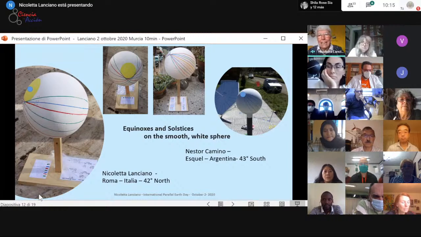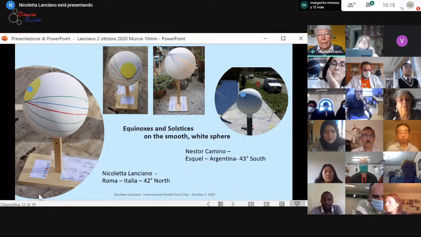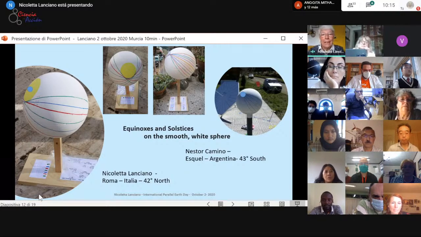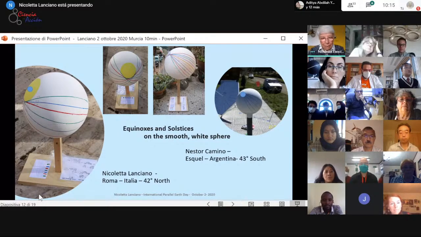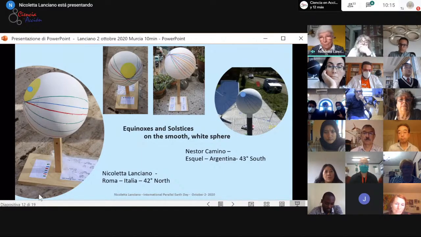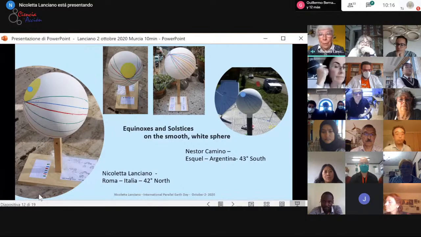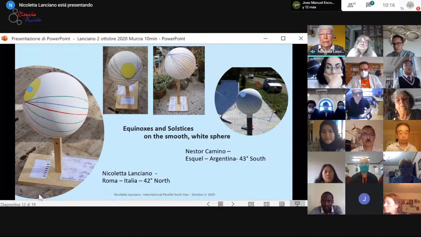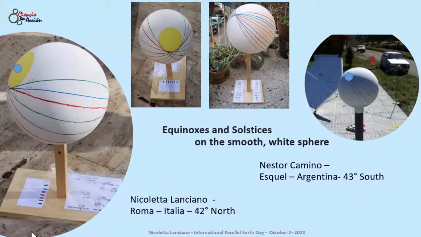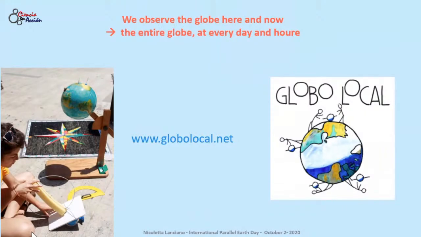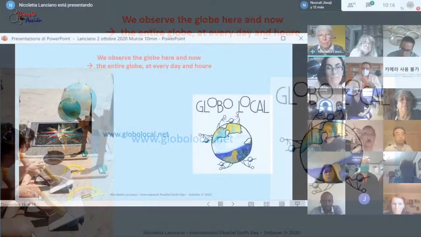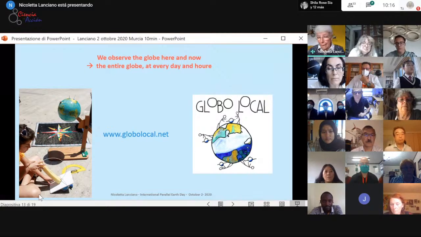So we have finally the sphere in the equinoxes, all the line, the big circle, pass from the North Pole or the South Pole, and in the solstices, they are around the Arctic Circle or the Antarctic Circle. So we can see very well what happens for the day and night in two important moments of the year that are equinoxes and solstices, and that are the limit situation in the year for the time. So we observe the globe here and now in every country, but in every moment, and we understand and we can see what happens on the entire globe.